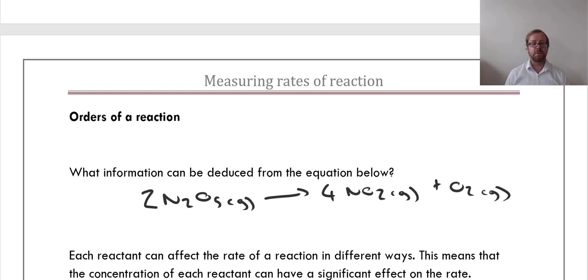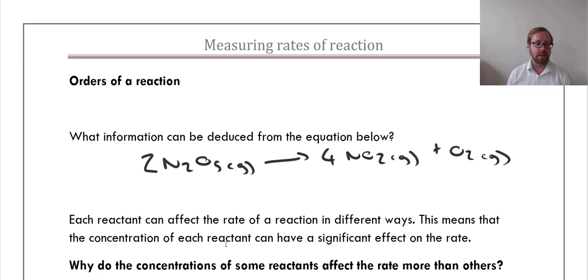So what information can be deduced from the equation below? Well, we can tell from this equation that N2O5 decomposes to produce nitrogen dioxide and oxygen. We can also tell the molar ratio. So 2 moles of N2O5 will decompose to produce 4 moles of NO2 and 1 mole of oxygen. However, each reactant can affect the rate of a reaction in different ways. This means that the concentration of each reactant can have a significant effect on the rates.